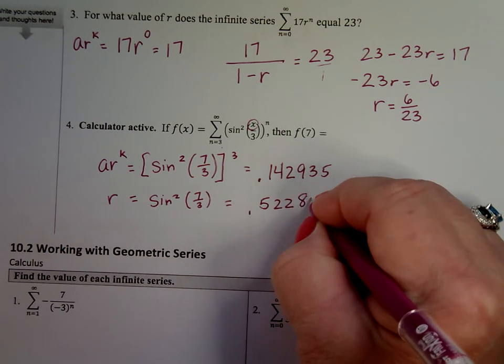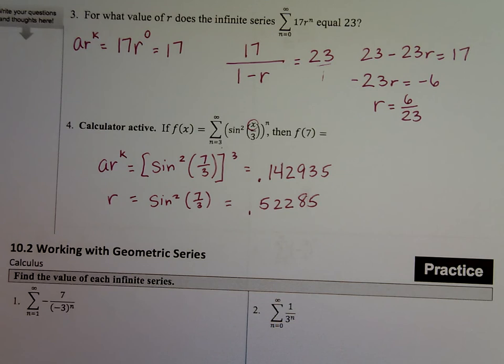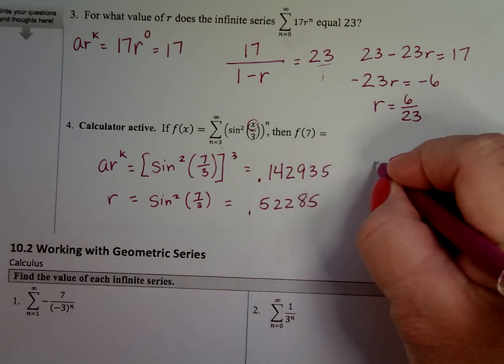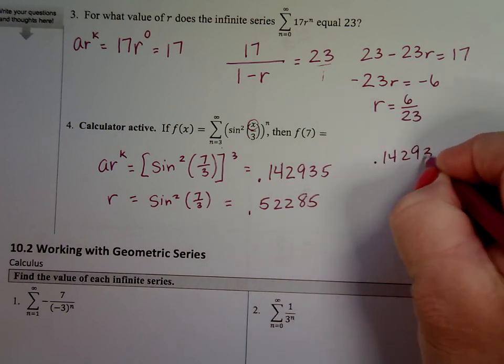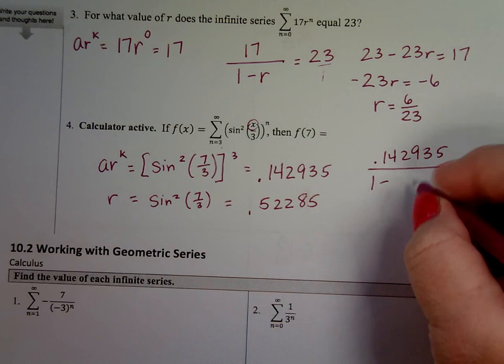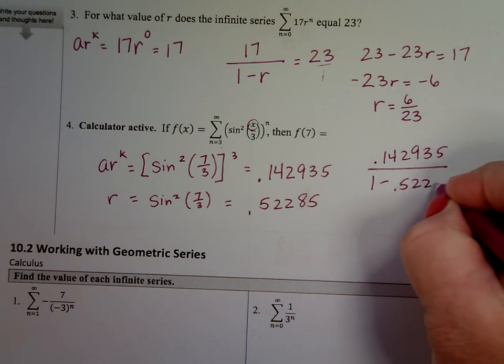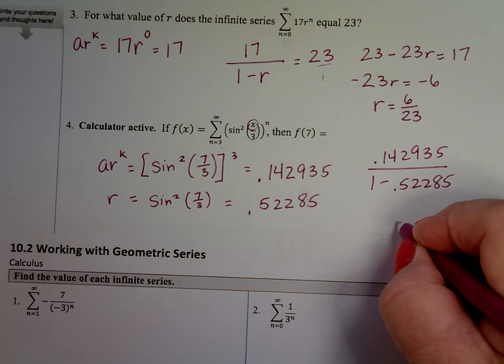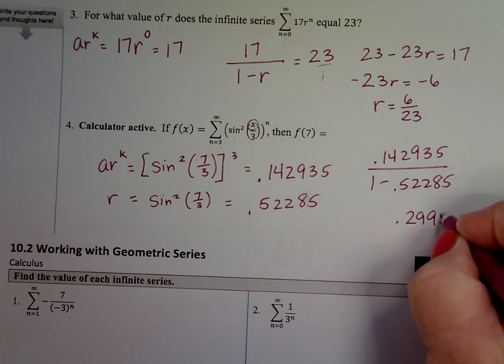This is just plugging it right in the calculator, so you can do that. All right, so then we're going to put it in the formula. We have our first term goes on top, 0.142935 over 1 minus my r. And when you calculate that out, you get a final value of 0.2995. That's your final answer.